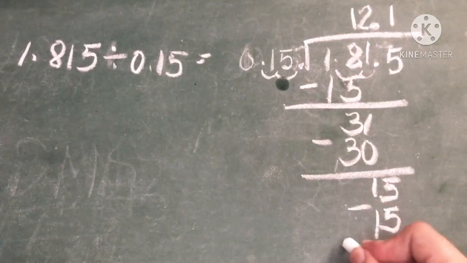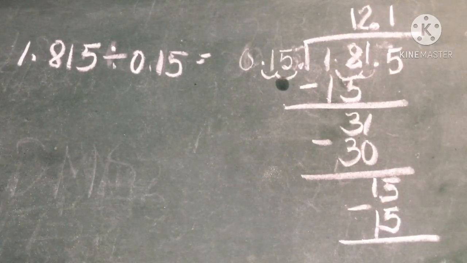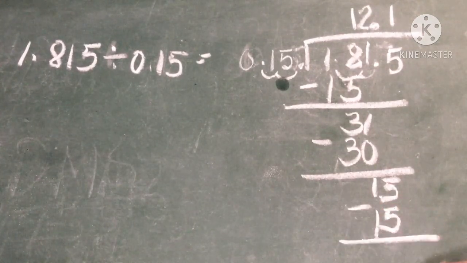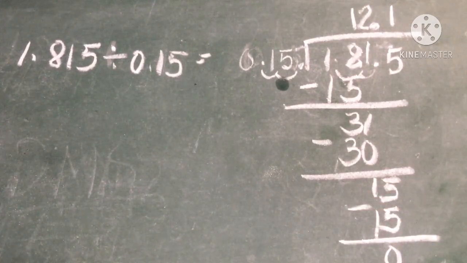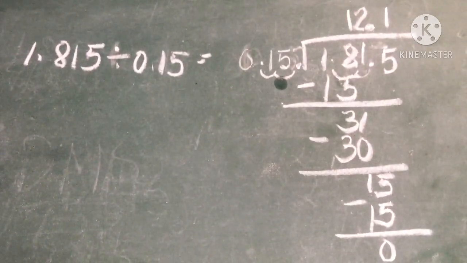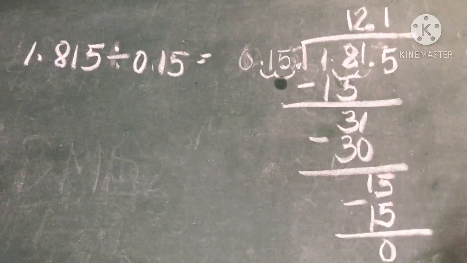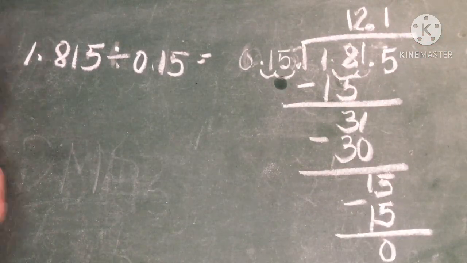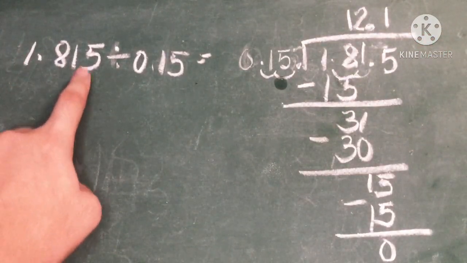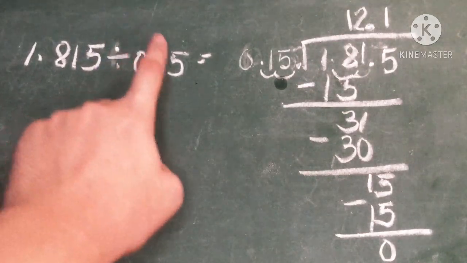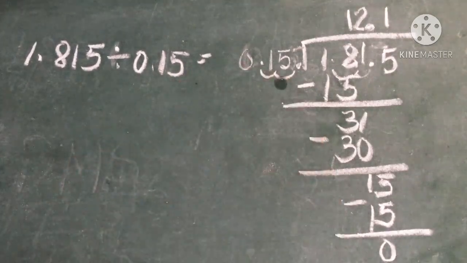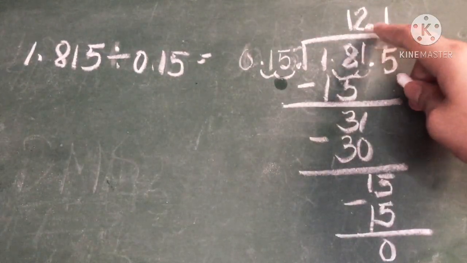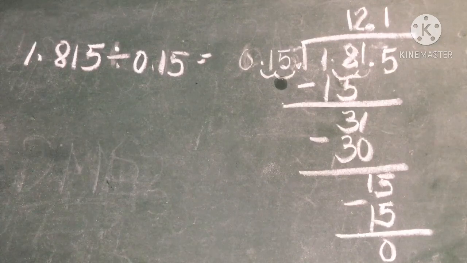Then, subtract. 15 minus 15 is equal to, or 5 minus 5 is equal to 0. 1 minus 1 is equal to 0. So, 15 minus 15, 0 yan. So, ang answer ay 12 and 1 tenths. So, 1 and 815 thousandths divided by 15 tenths is equal to 12 and 1 tenths.